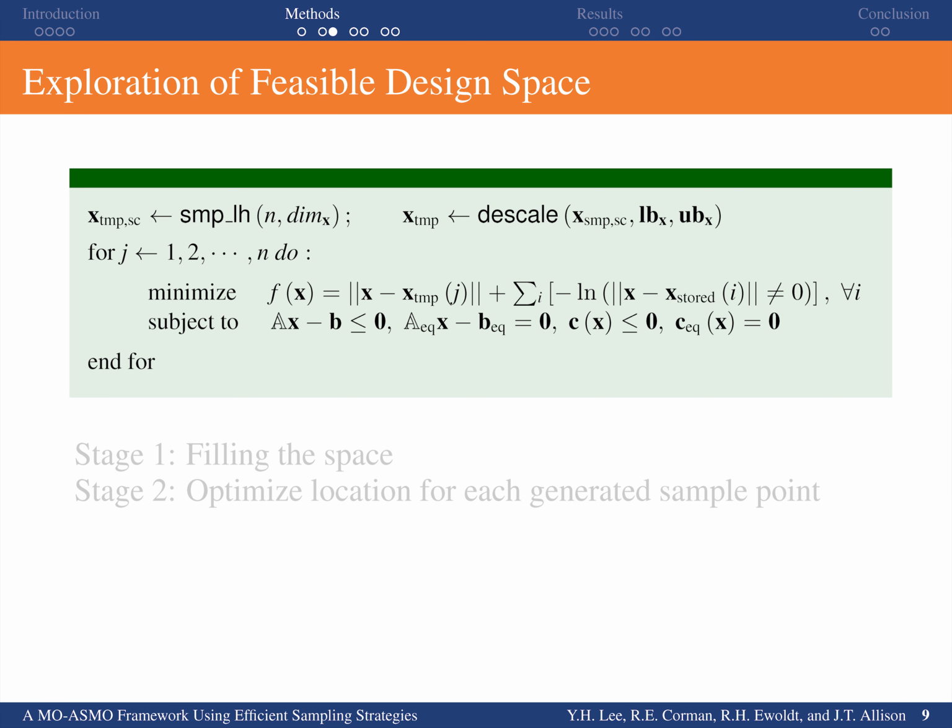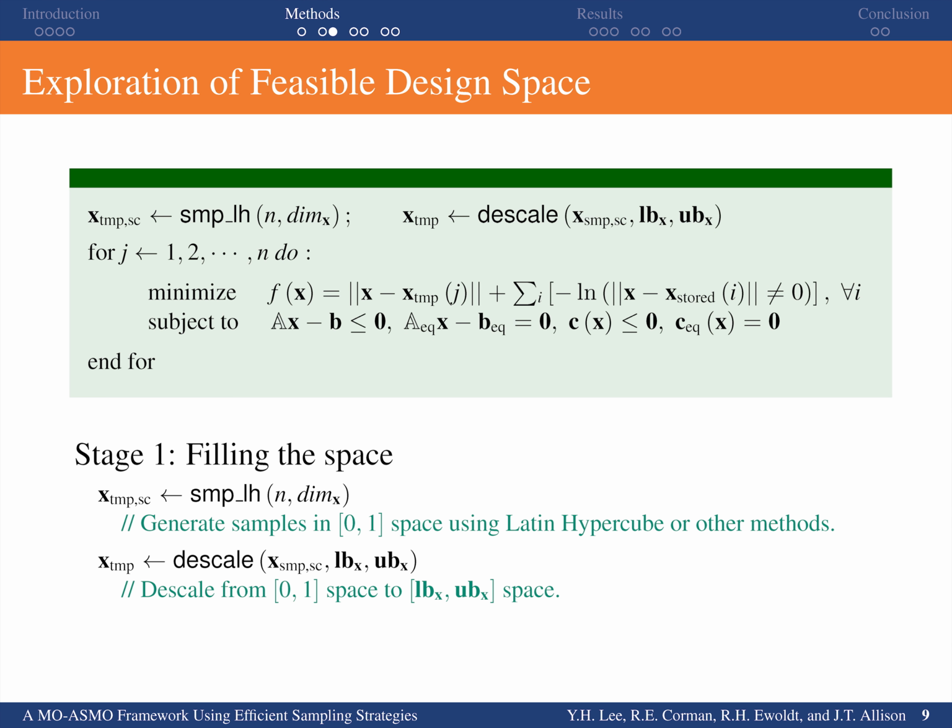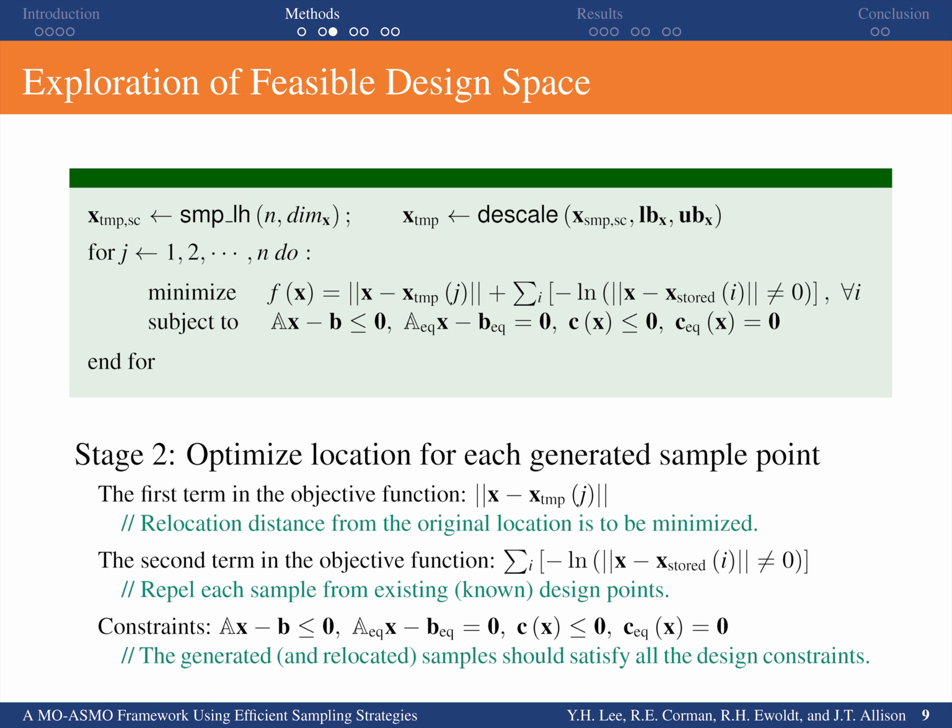We have 2 stages of generating sample points. To respond to these 2 challenges here, fill the space first and optimally relocate the points. Simple filling is performed by Latin hypercube method here, or can be performed with any kind of space filling technique instead. Next, those generated points are optimized to minimize relocation distance and maximize distance from existing known design points, while all the constraints are enforced.